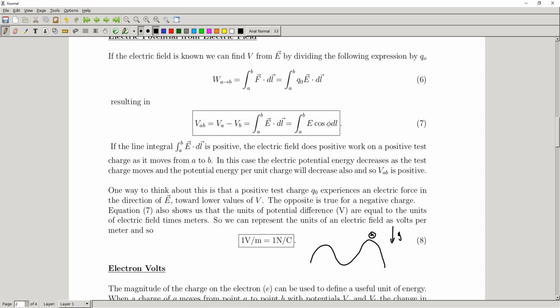Well, if this object is free to move, it wants to move in the direction of our gravity, right? It's experiencing a force downward because our gravity is pointing downward, right? And so it's also trying to move to lower potential energy here. It's trying to move into the valleys because it's trying to reduce its potential energy.